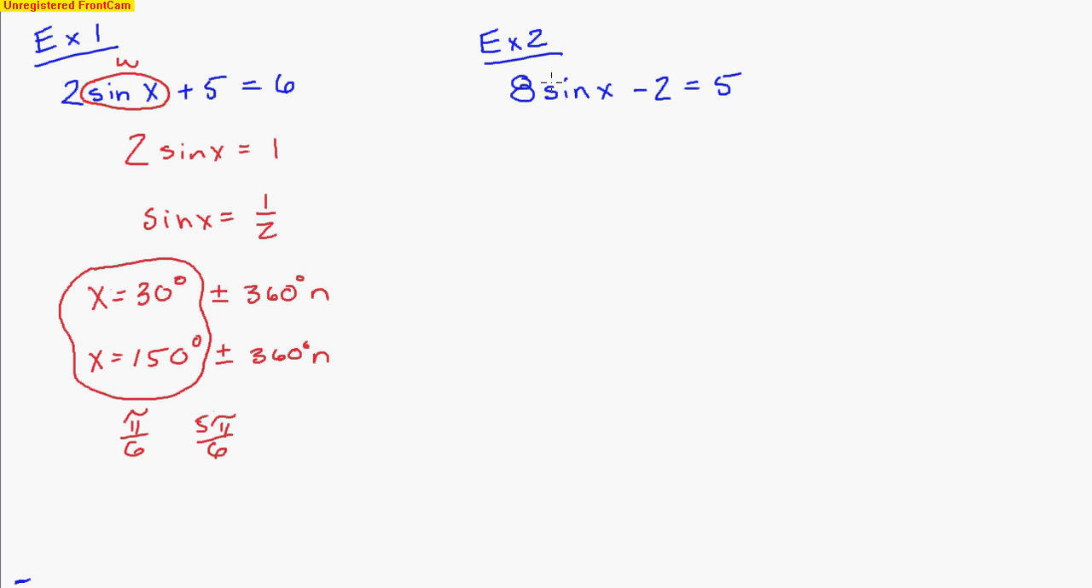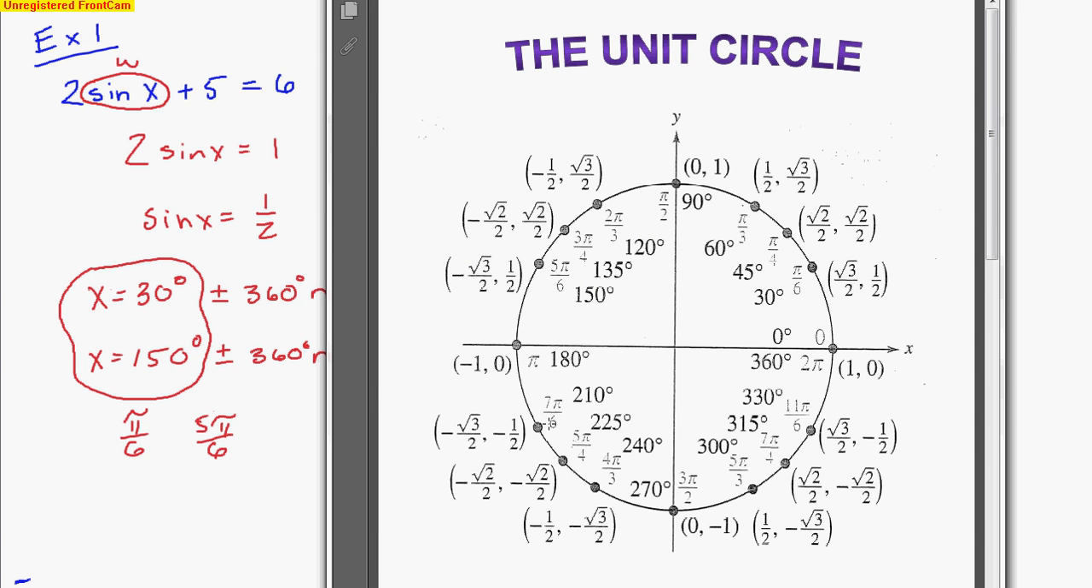Let's see here. I'm going to treat the sine of x like it's its own variable. Let's call it m this time. I want to solve for m. First step is to add 2. So I get 8 sine of x equals 7. Next step is to divide by 8. I get sine of x equals 7 over 8. So once again, what angle, if I plug it in, will give me a y-coordinate on the unit circle of 7/8? Well, I'm looking on my unit circle, and I don't see a y value of 7/8 anywhere.